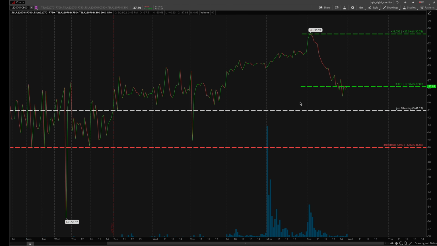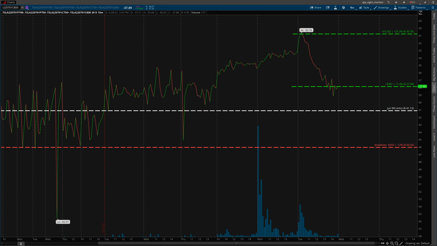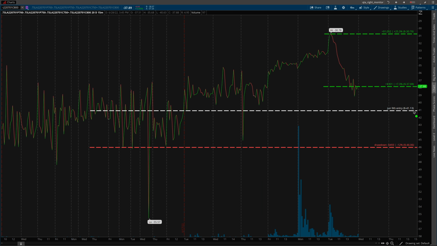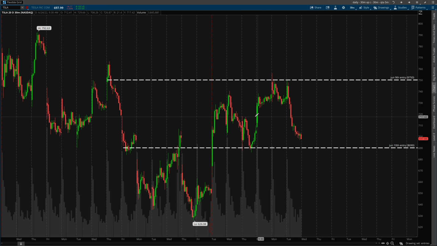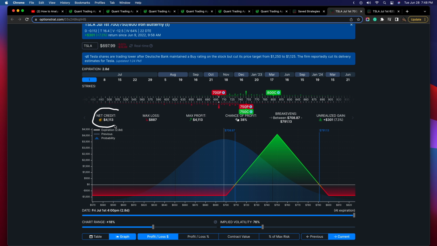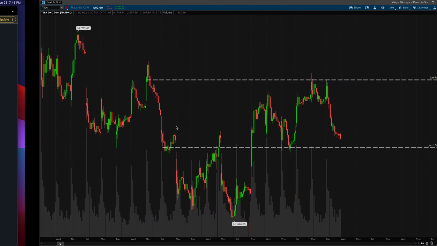Let's take a look at the P&L, however, before we get into the trade management, and take a look what kind of loss one would suffer from running something like that. So at the entry right here on June 9th, the credit received was $4,113. That coincides with what we're seeing right here, $4,113. That was the credit received.